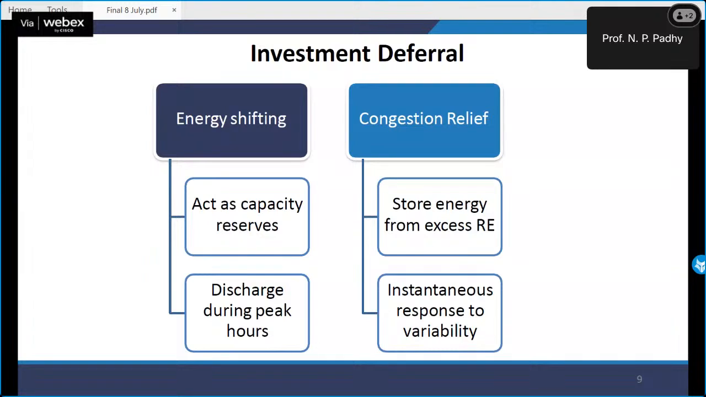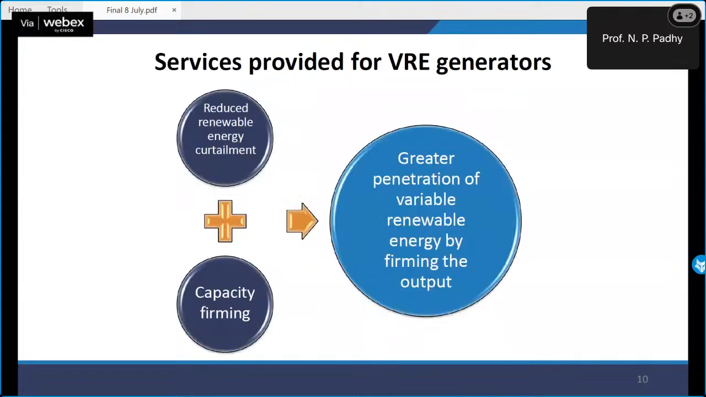In that case, if I put some batteries in southern Tamil Nadu, probably the excess energy available to me can be stored and discharged for Madurai city or a nearby city, Kanyakumari for example, instead of pushing it back to Chennai completely. So that is, store excess energy from renewable energy if it is available to me, and instantaneous response to variability. Any oscillation, sudden change can be met easily.